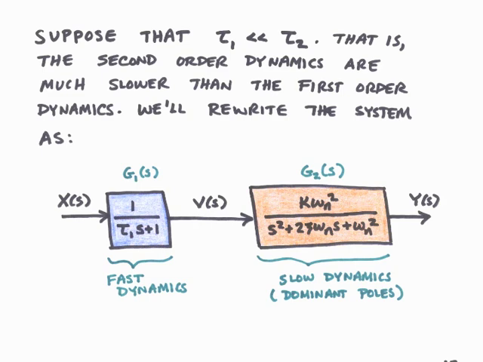Now we're going to use the same logic that we used previously. We'll suppose x(s) is a unit step signal going into the fast dynamics G1. Then the output V(s) is going to look like a unit step because it's going to rise up to a value of 1 very quickly. It'll rise up in a period equal to 4 times the time constant of system G1, that time constant being tau1.